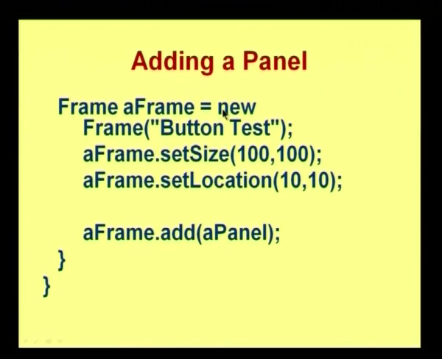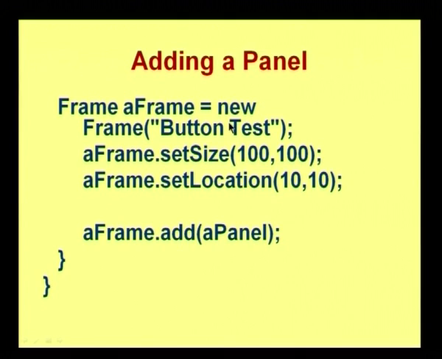So basically your frame follows a flow layout as the default layout. If you want to have any particular layout, you can set that layout. So here your panel again follows the flow layout. You can see we have a frame. I am setting the size of the frame, location. So now I am adding a panel to the frame.